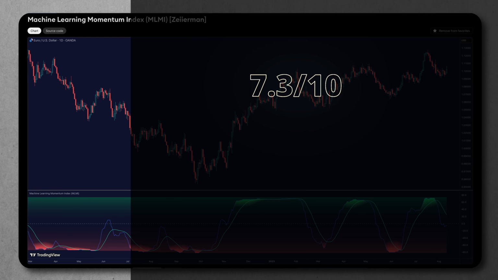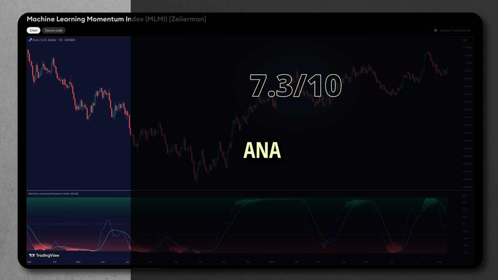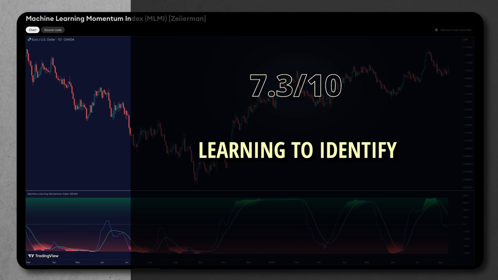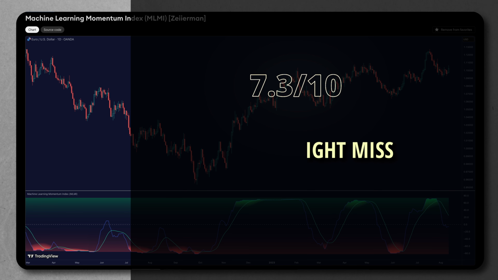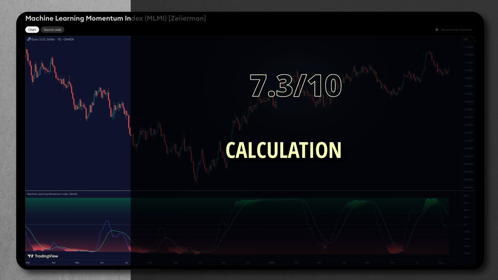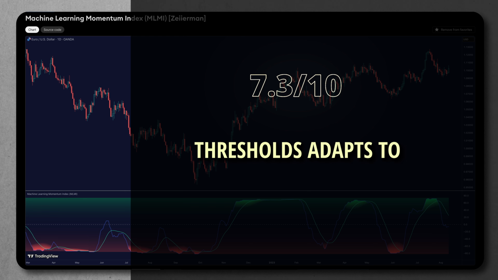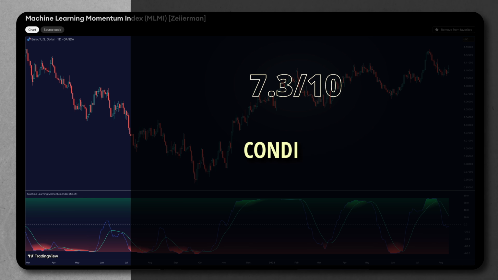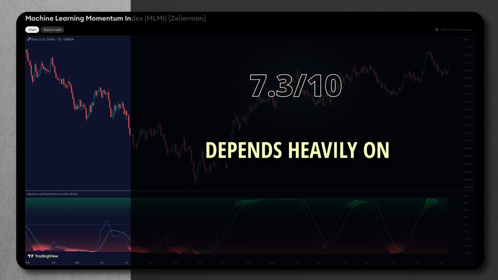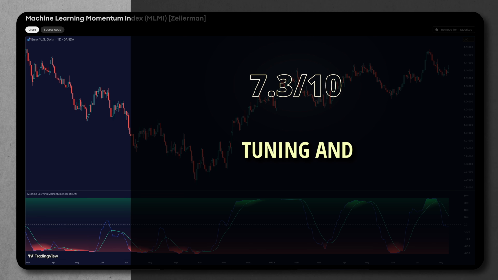The MLMI delivers a sophisticated approach to momentum analysis by leveraging machine learning to identify patterns human analysis might miss. Its dynamic calculation of overbought-oversold thresholds adapts to changing market conditions, though its effectiveness depends heavily on proper parameter tuning and sufficient historical data for training the algorithm.